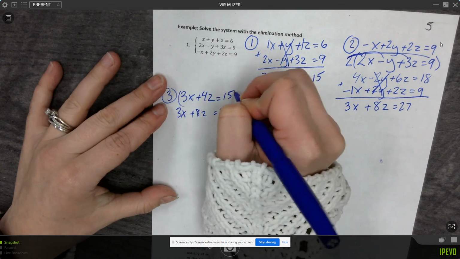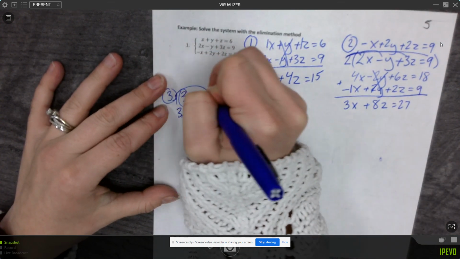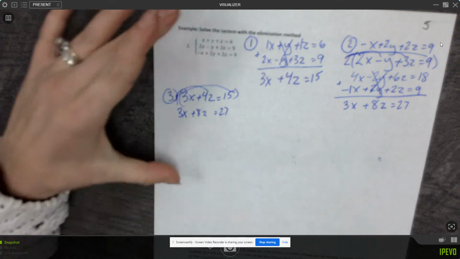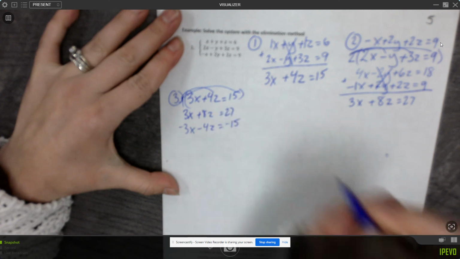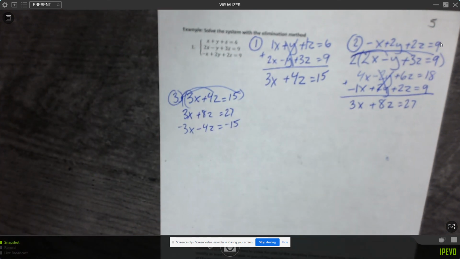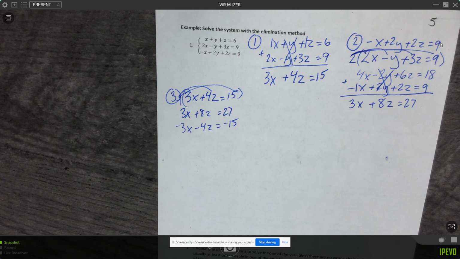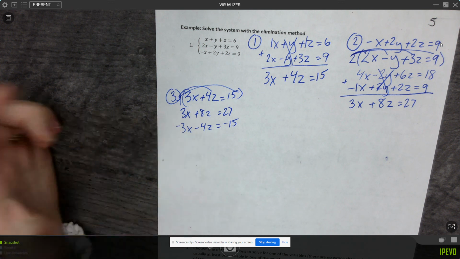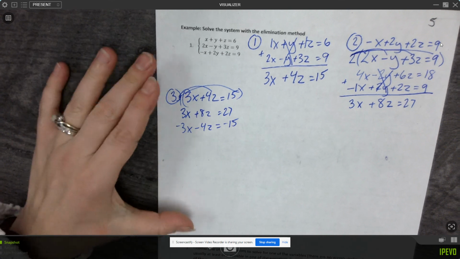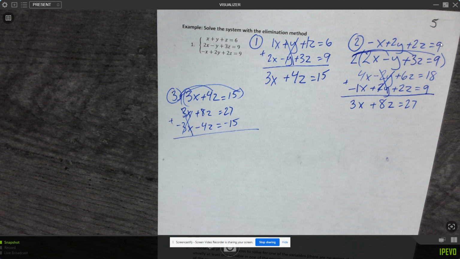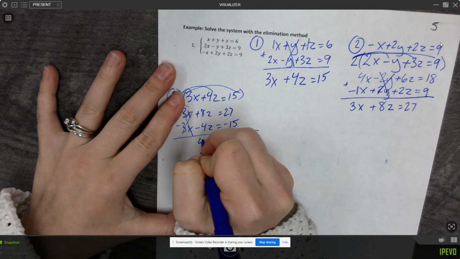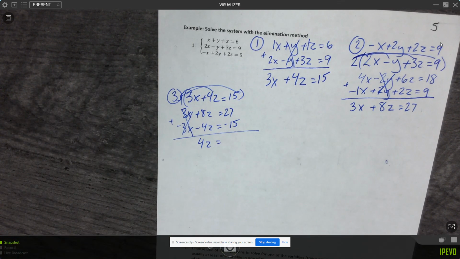I'm going to multiply this top one by negative 1. That's going to turn that into negative 3x minus 4z equals negative 15. You could have multiplied that top equation by negative 2. That will eliminate your z's. You could have multiplied the bottom one by negative 1. I chose the top one just so I didn't have to rewrite this equation. It's already there. Now I can just add these together. 3 plus negative 3 eliminates. Good. 8 plus negative 4 is 4z equals 27.